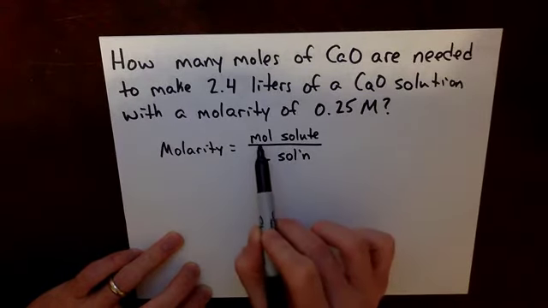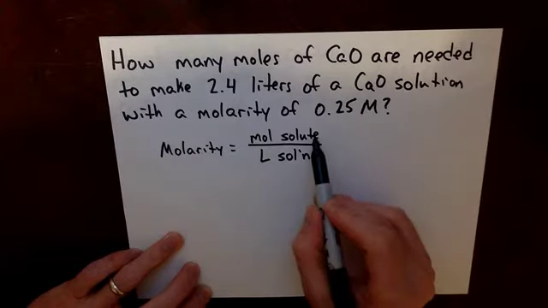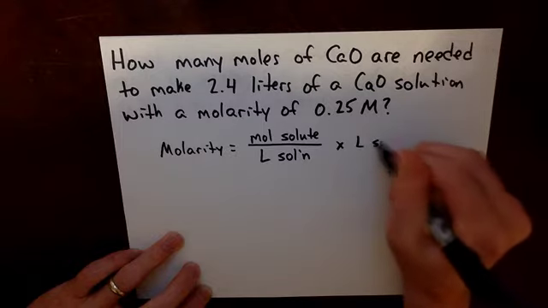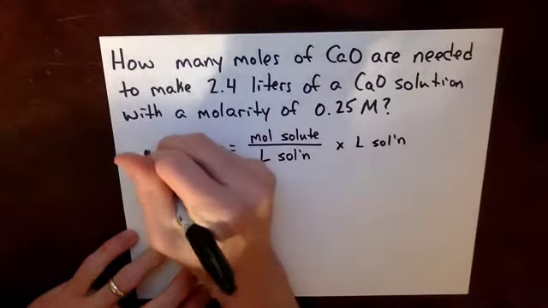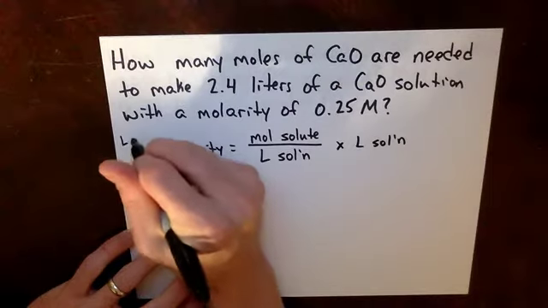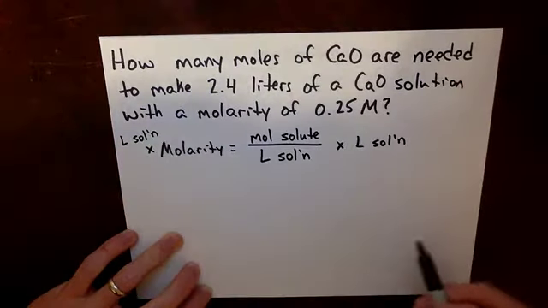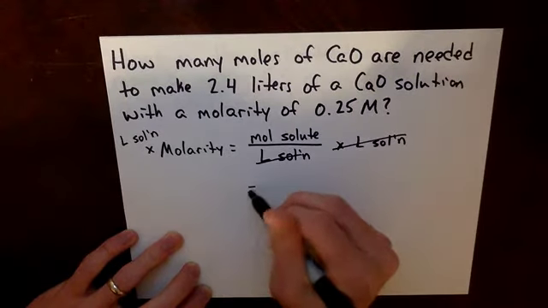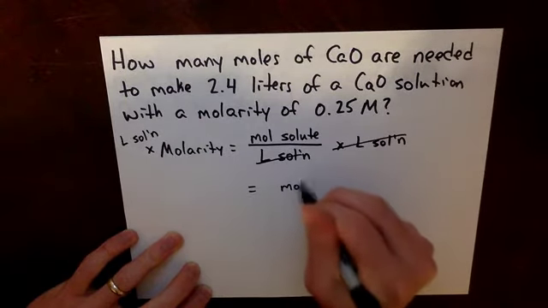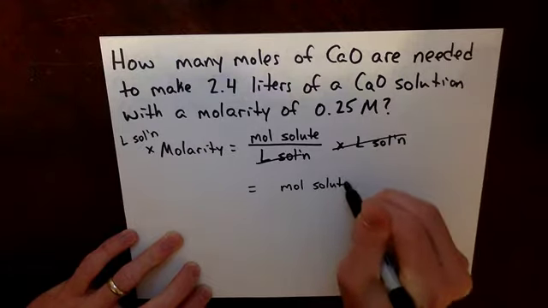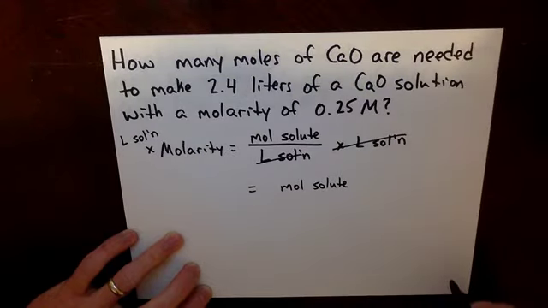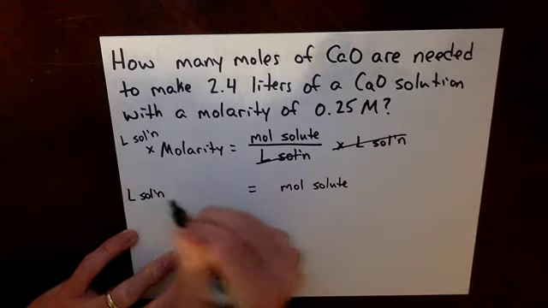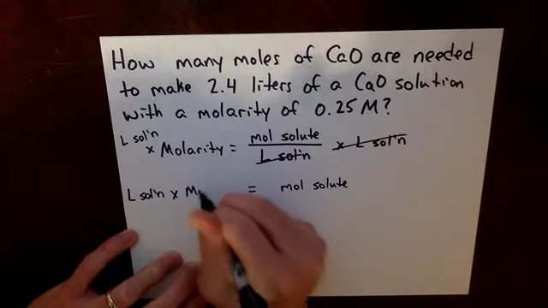So we need to get moles by itself. Since it's being divided by liters of solution, we'll multiply both sides by liters of solution. Do the same over here, liters of solution. Now on this side, these are going to cancel. So that's going to leave us on the right side with moles of solute by itself, which is good because that's what we're trying to solve for. And that's equal to your liters of solution times your molarity.